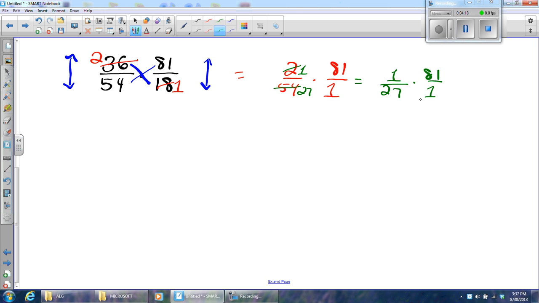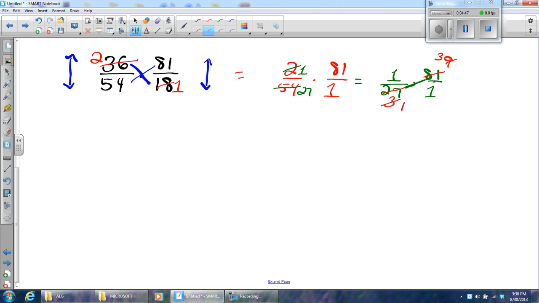Now, canceling the ones, I already did that direction. 81 over 1 will just turn into 81. I'm not worried about that. I'm going to check this direction. And I see that there's a factor of 9 in both those numbers. I'm going to divide 81 by 9, which turns into 9. 27 divided by 9 is 3. Oh, look at this. The 3 can divide with the 9. 3 will go into 3 once, and go into 9 3 times.